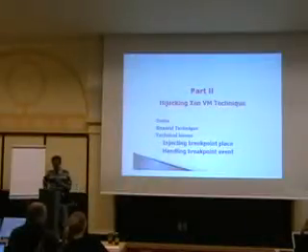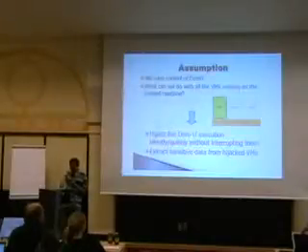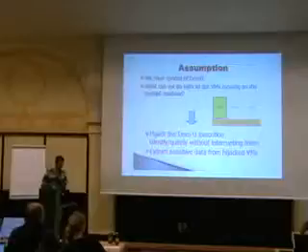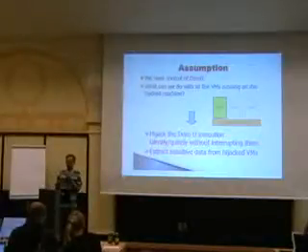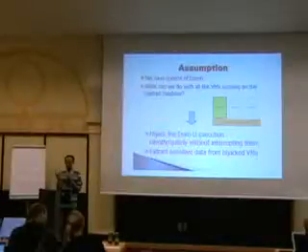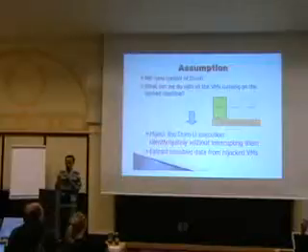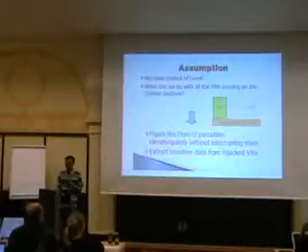Okay, the next part: how to hijack a Xen virtual machine. Here's my assumption. Somehow we have control of domain 0. You can be the real owner of the virtual machine, or you are the attacker who somehow breaks in and compromises domain 0. But anyway, we have control of domain 0. That's the assumption. So what can we do?